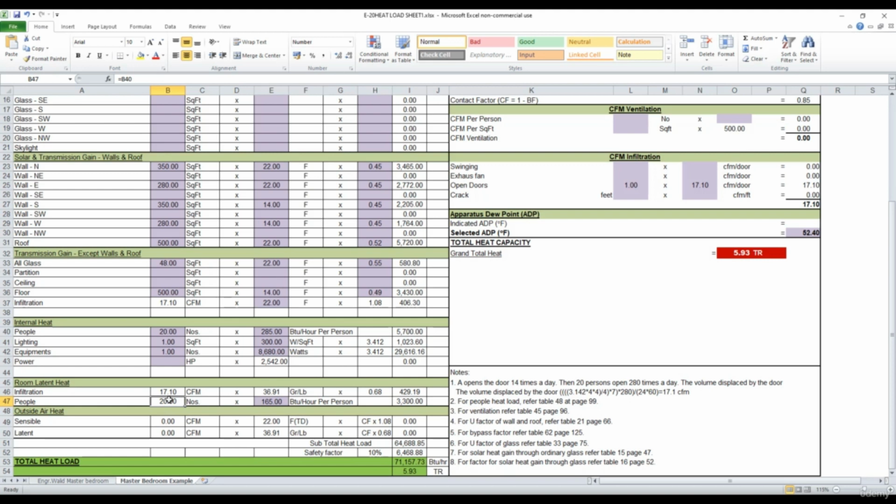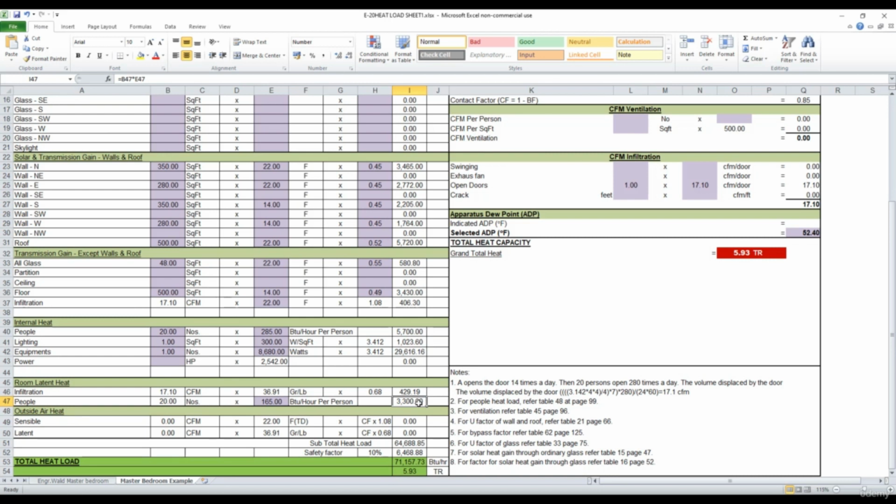Next is the latent heat generation due to occupants. As per customer specification, there will be 20 occupants in the room, and previously, referring to table 48 of page 99, we have found out the latent heat per person is 165 Btu per hour. Hence, multiplying these values, we find out the latent heat content generated by the occupants.